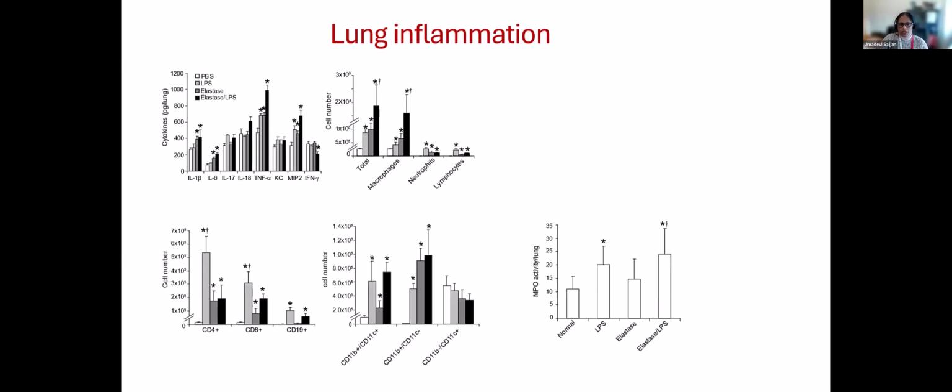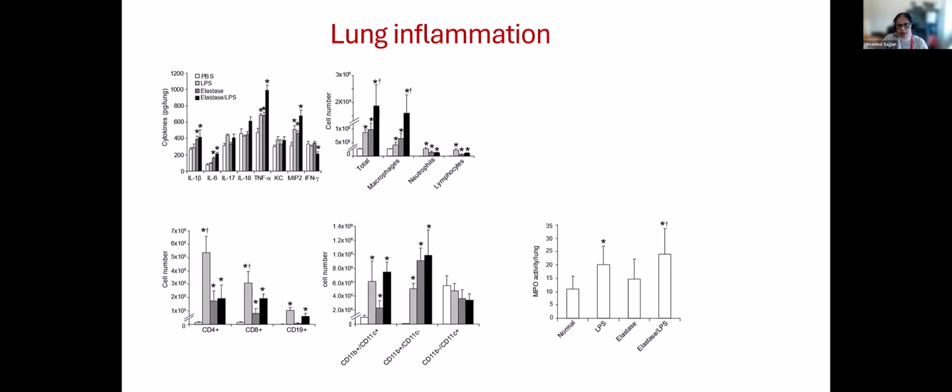We found that in all 3 groups, that's LPS, elastase, or elastase and LPS, mice showed an increased number of total cell counts in the lavage fluid, and also an increase in macrophage, neutrophil, and lymphocyte numbers. But what is interesting is that elastase LPS treated mice show much higher total cell counts, and also macrophages.